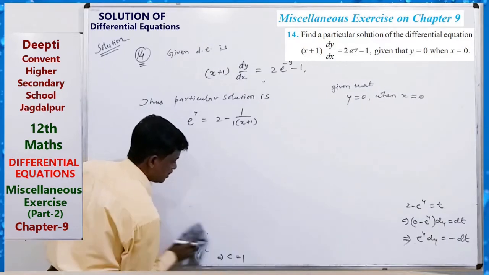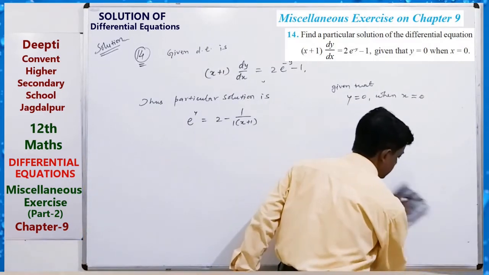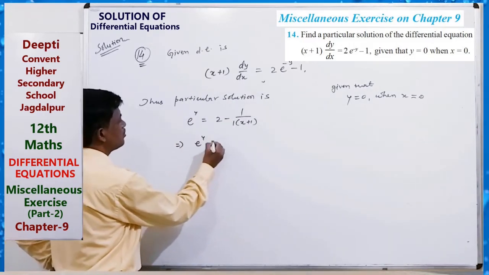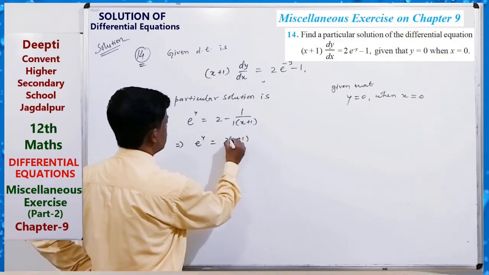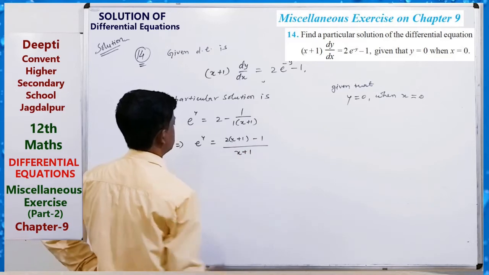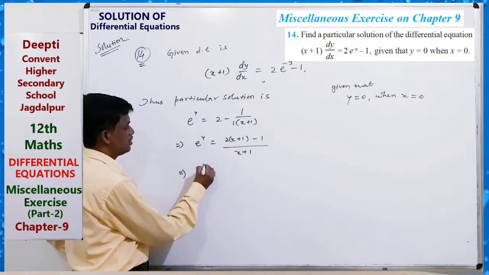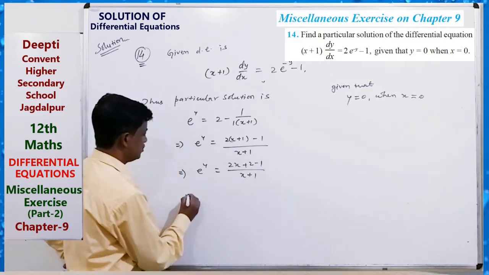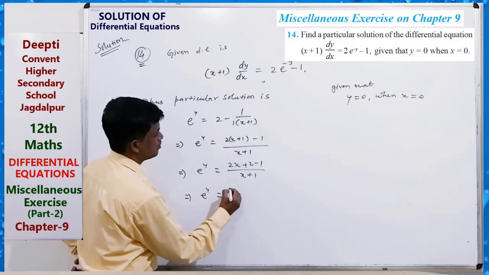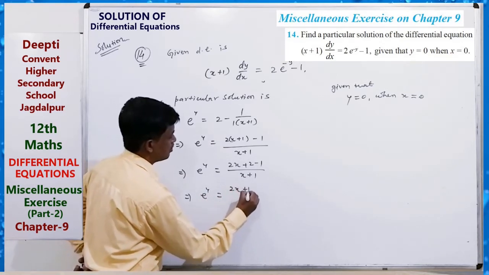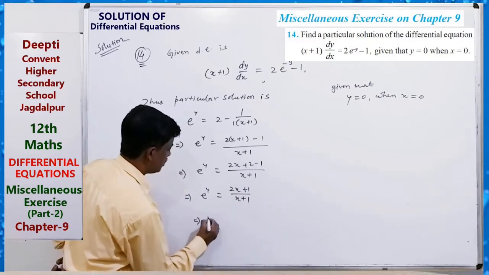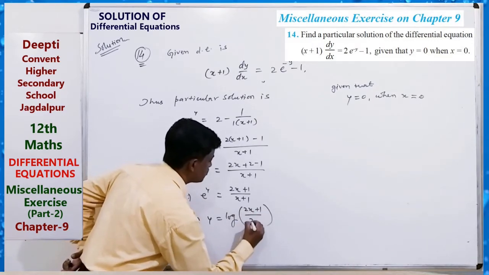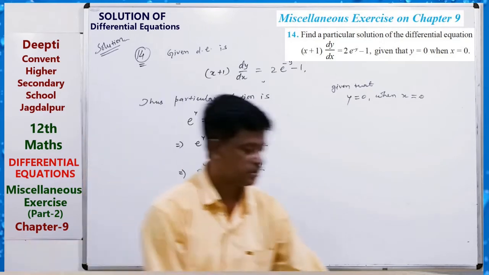So this can be written in a simpler form: e to the power y equals 2x plus 1 minus 1 upon x plus 1. Clear? So here e to the power y equals 2x plus 2 minus 1 upon x plus 1. So e to the power y equals 2x plus 1 upon x plus 1. Y equals log of (2x plus 1 upon x plus 1). This is the particular solution.